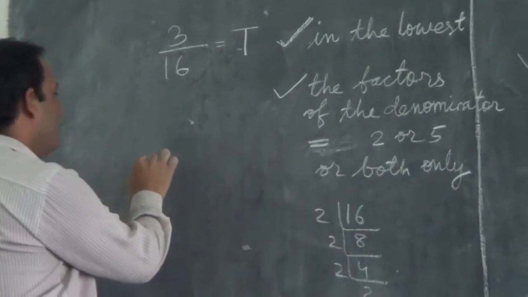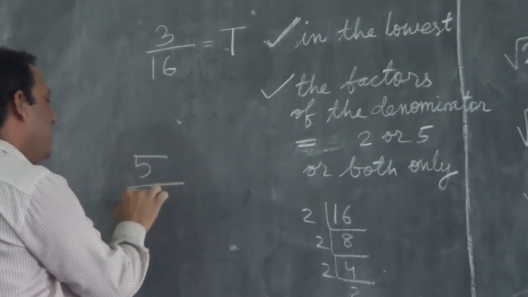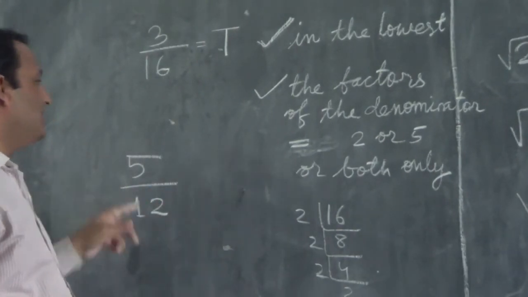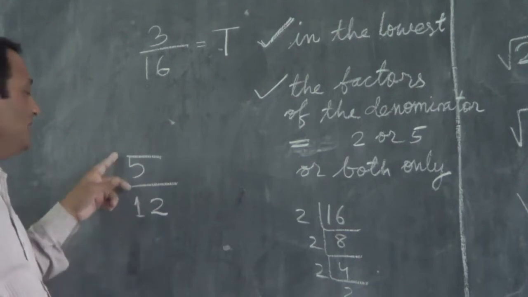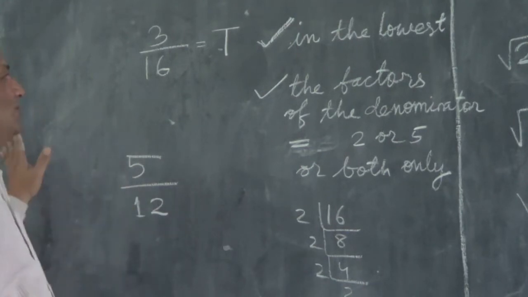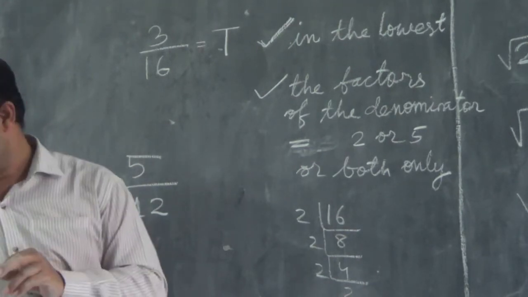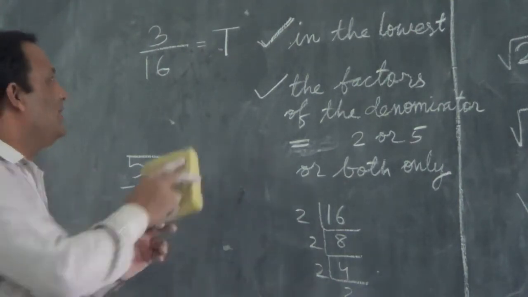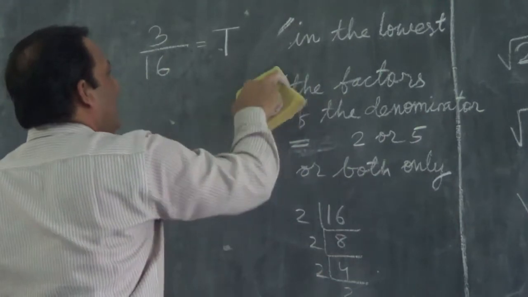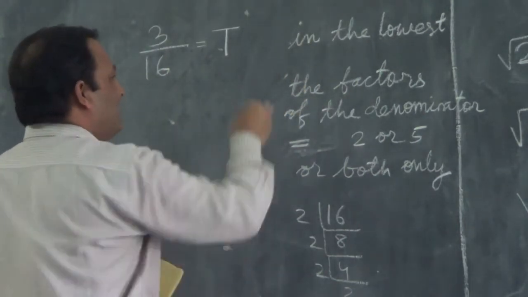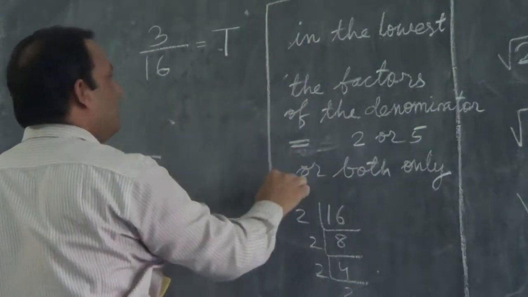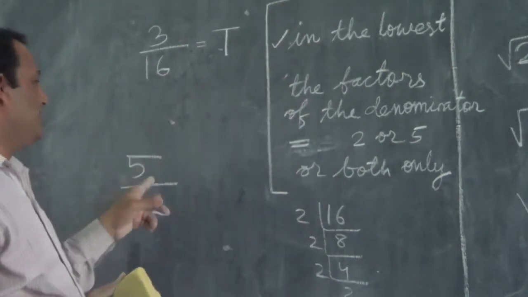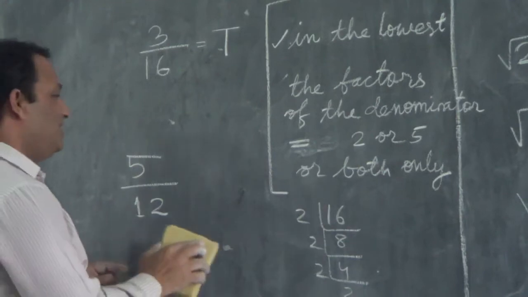Check one more number. 5 divided by 12. Children, 5 divided by 12 is in the lowest term or not? Can you reduce it further? No, we cannot reduce it. So it is in the lowest term. Means children, out of these two conditions, first condition is true, that it is in the lowest term.